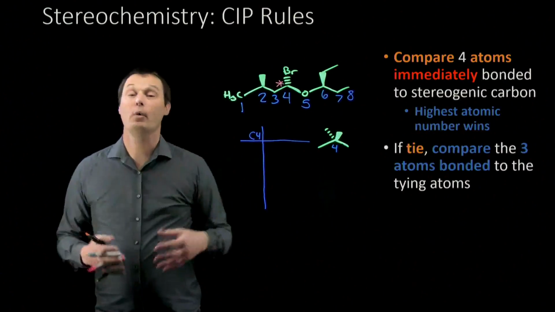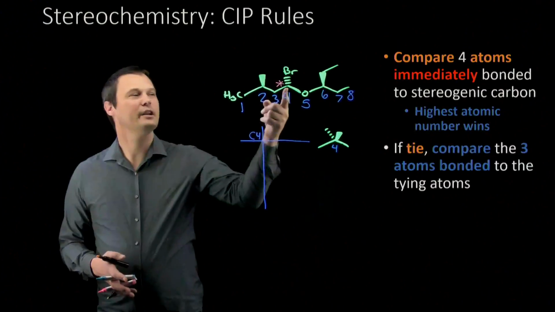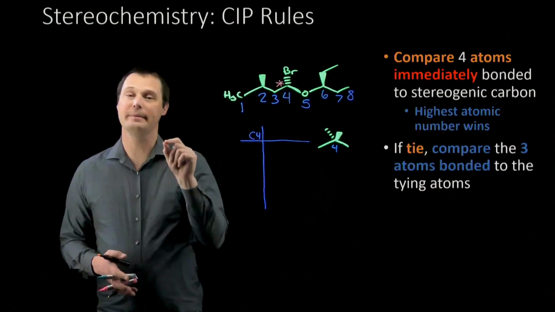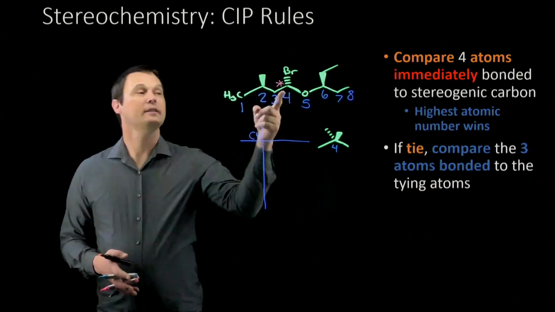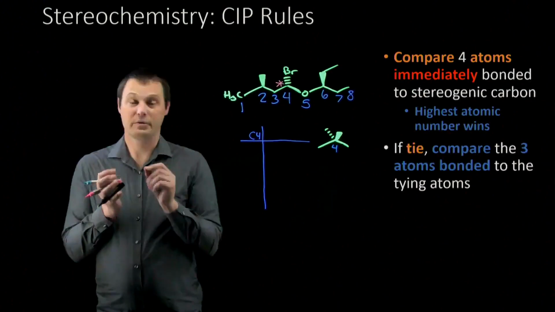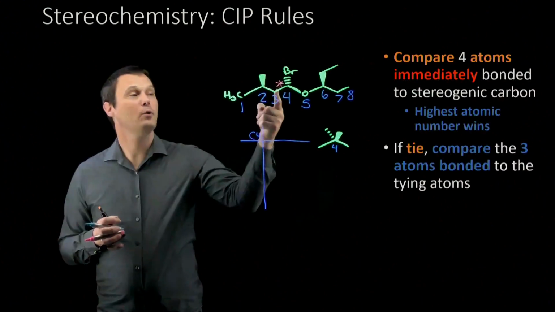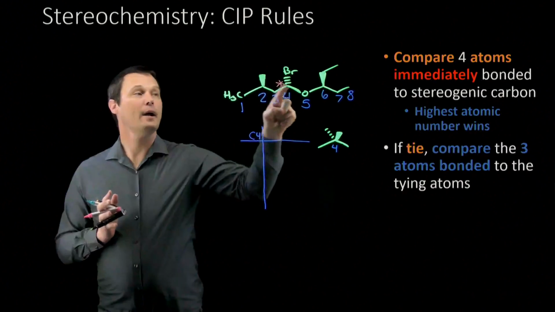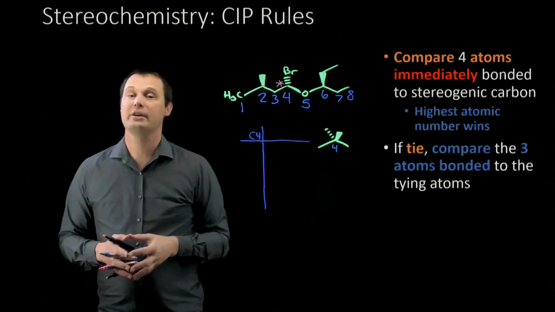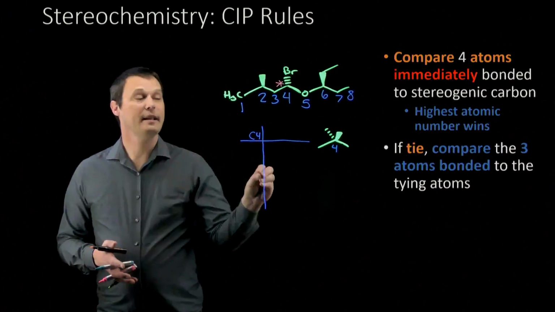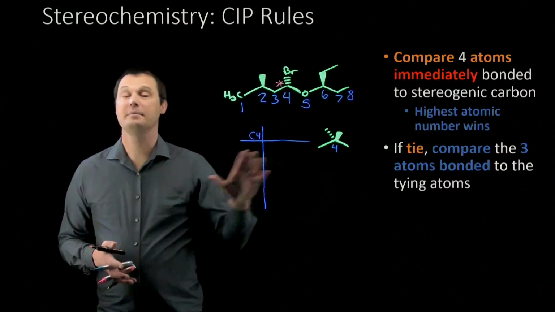All right, so finally, what are the CIP rules? We look at the stereogenic carbon and we compare the 4 elements immediately attached to that stereogenic carbon. Every word there was very important. We are looking only at the 4 atoms, not the whole groups. The 4 atoms immediately attached to that stereogenic carbon. Again, I would recommend abstracting that off to the side. I like this table setup. It keeps things nice and organized.